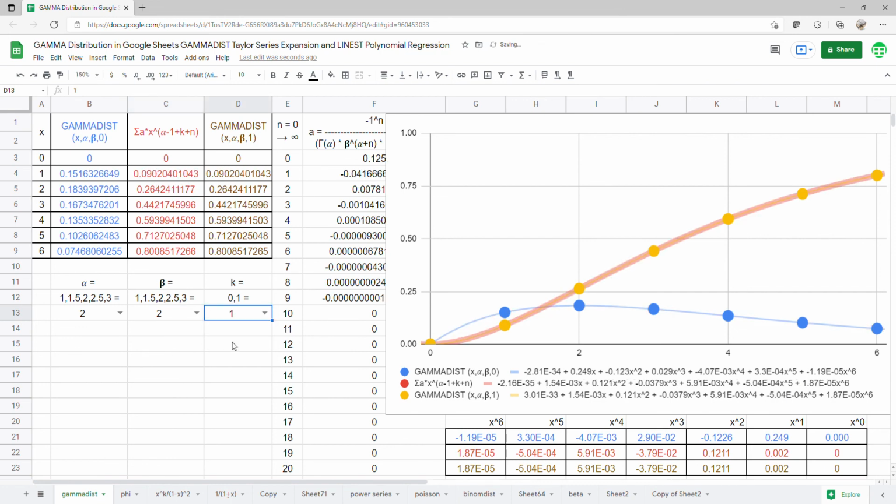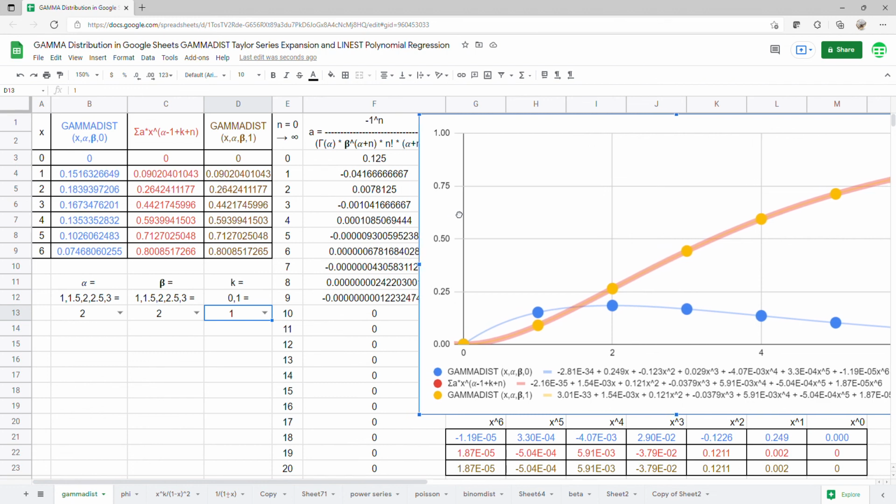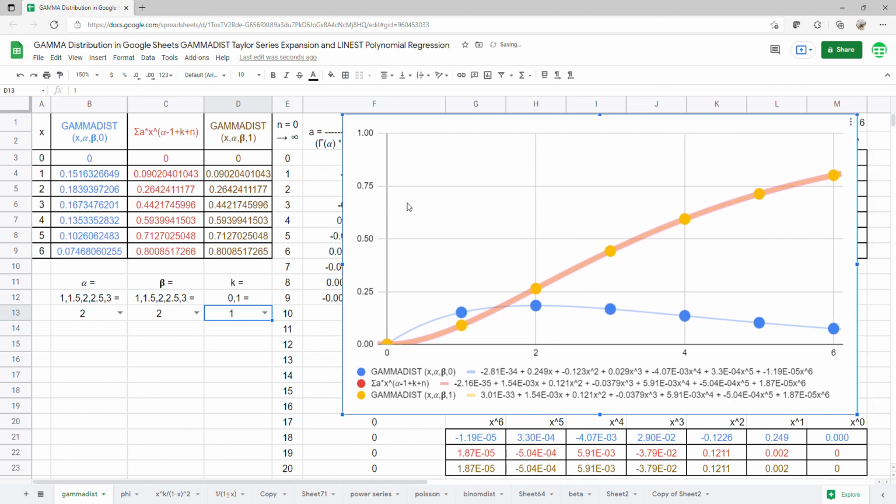This completes the use of the SERIESSUM function, the GAMMADIST function, and the LINEST function to generate the trend line of the gamma distribution function using Google Sheets.